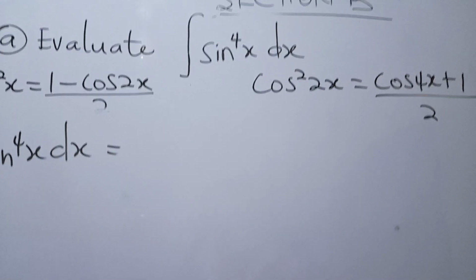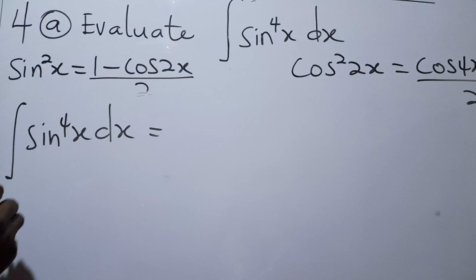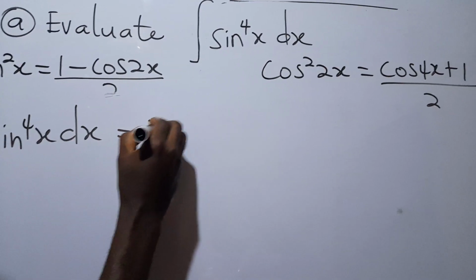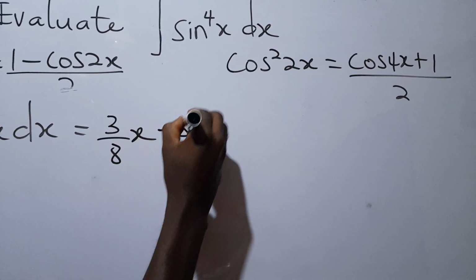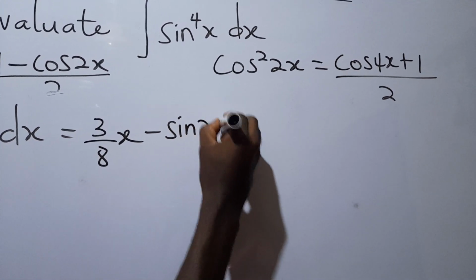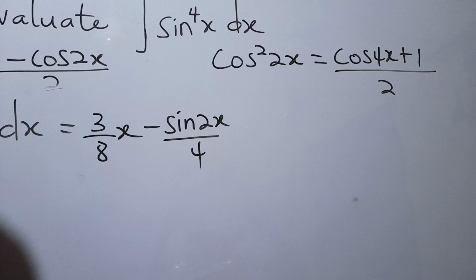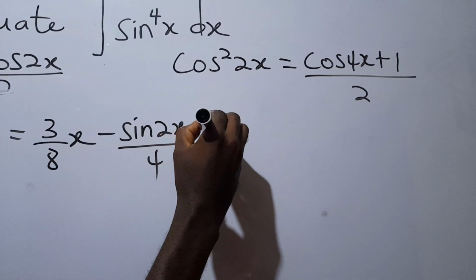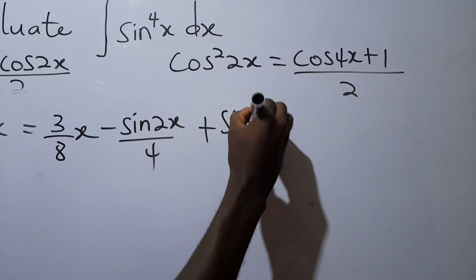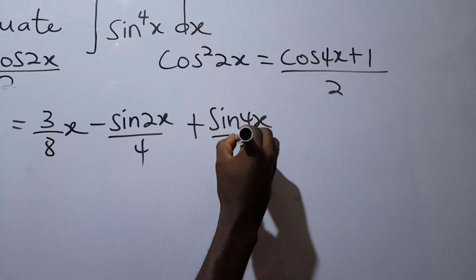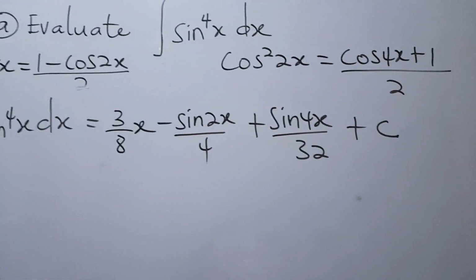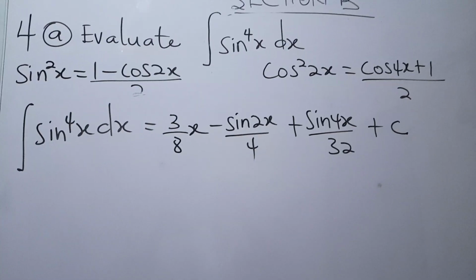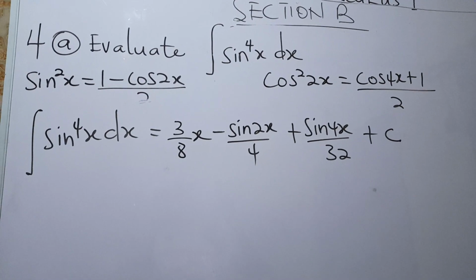So we can conclude that the integral of sine exponent 4x dx will be 3 over 8x minus sine 2x over 4 plus sine 4x over 32 plus our constants. I hope you get that. We'll go to the B aspect of the question 4.